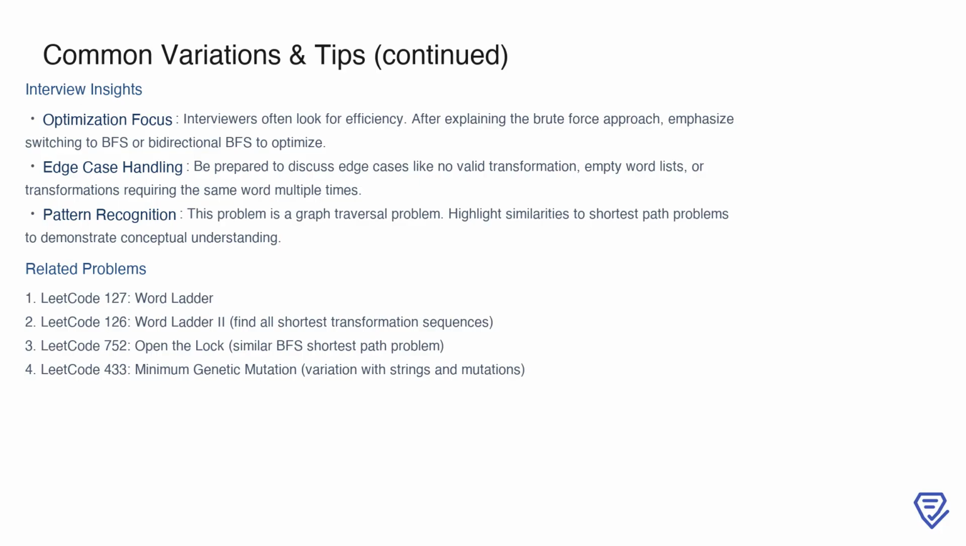Additionally, recognize the underlying pattern of this problem. It's fundamentally a graph traversal problem. Drawing parallels to shortest path problems highlights your broader conceptual understanding and helps you explain your approach more effectively. Finally, it's helpful to connect this problem to related ones. For instance, LeetCode 127 focuses on finding the shortest transformation sequence, while this problem extends to finding all valid shortest paths. Other problems like open the lock and minimum genetic mutation also involve BFS-based shortest path solutions, offering you a chance to showcase your versatility.